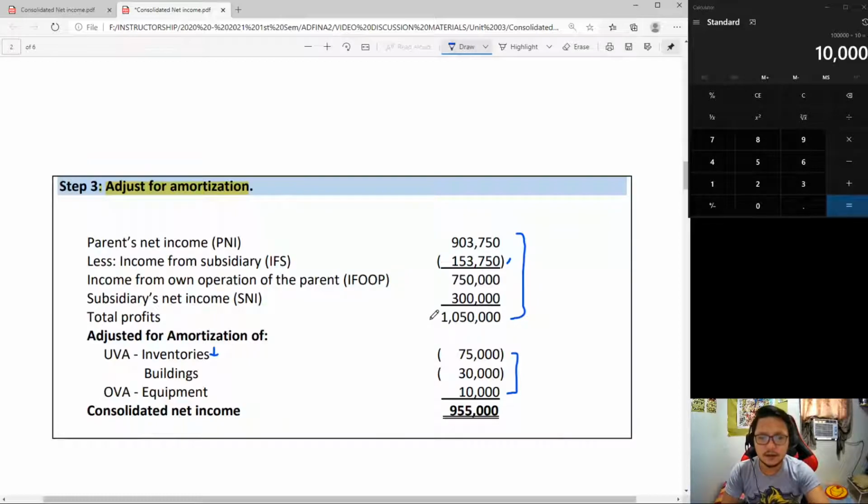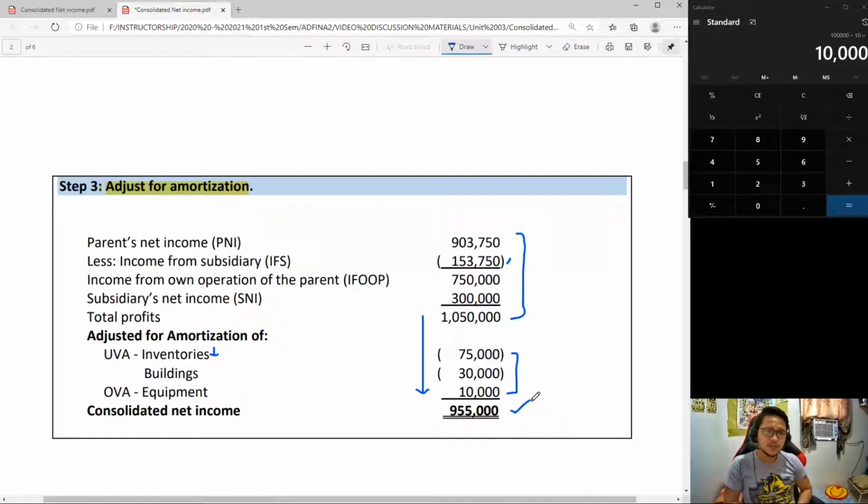In the end, you adjust this total profit with the amortization coming from the acquisition date, these under and over valuations. The consolidated net income for Roger and Shanks' consolidated financial statement will be 955,000.